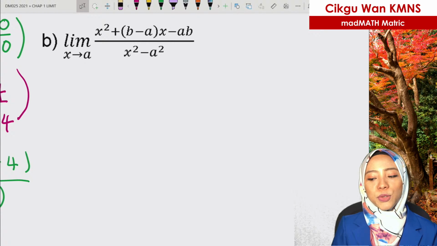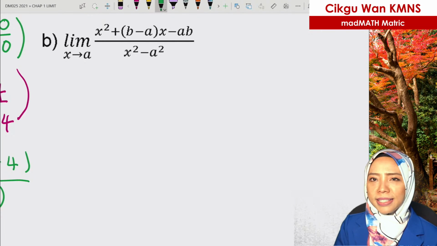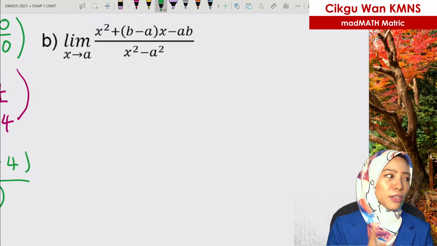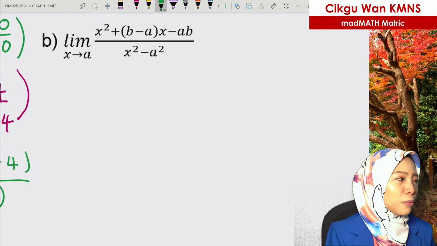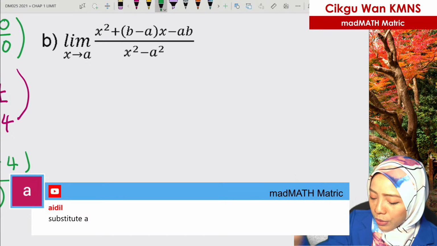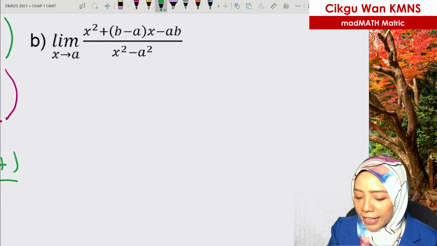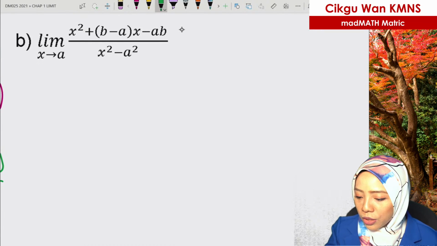Let's look at question B. Okay, question B. What are we going to do? The first step, we are going to substitute. Very good, Aidil. Okay, so we are going to substitute. Substitute first, okay. Don't do anything else. Okay, teacher wants substitution.